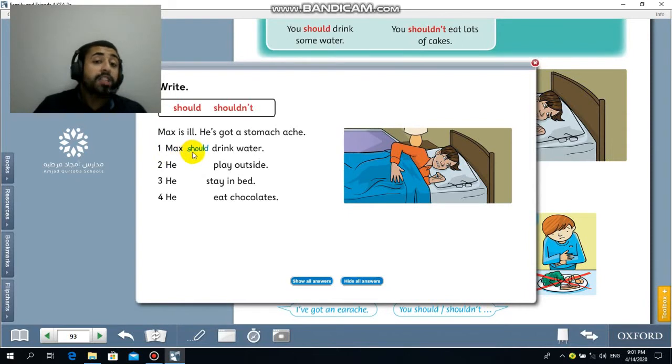Number 1. Max should drink water. Yes, he should drink water. He play outside. Should he or shouldn't he play outside? It's not good for him to go outside because he's sick, so he shouldn't play outside. Number 3, he stay in bed. Should he stay in bed or he shouldn't stay in bed? Yes, he should stay in bed.